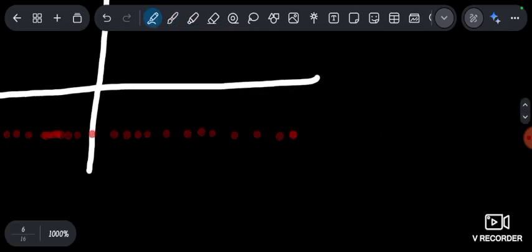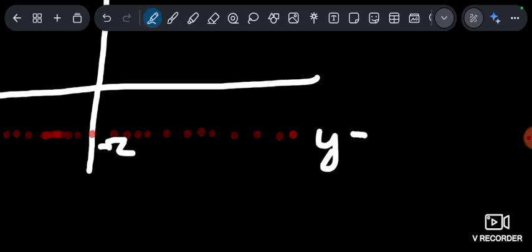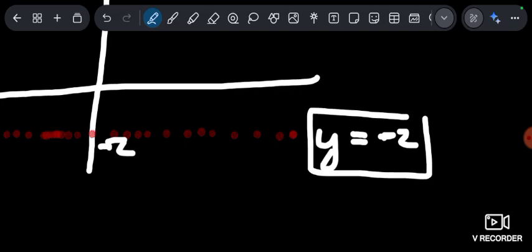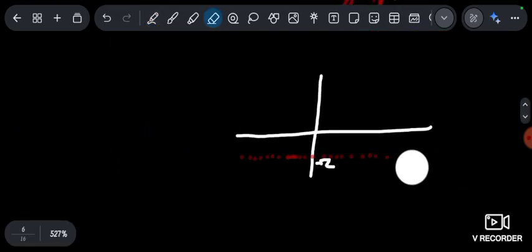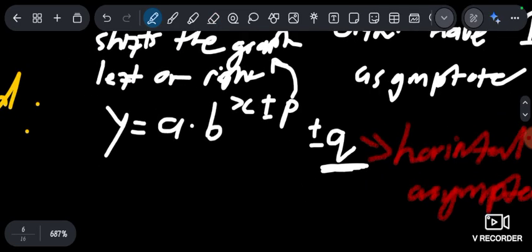But when I call it, let's say this is negative 2, I will call this equation y is equal to negative 2. This is the equation of what? Of the asymptote, right? And this is all you need to know about the asymptote in terms of just an exponential. There's nothing deep. I just want to continue before I get lost in the mix.